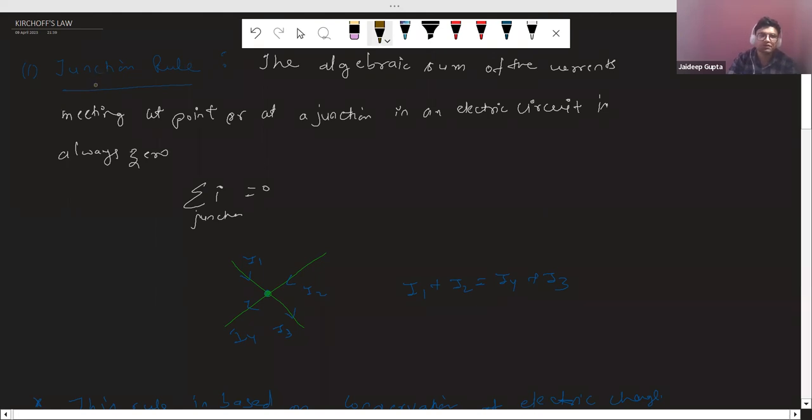There are two rules. First is junction law. It states that the sum of the current meeting at a point at a junction in an electric circuit is always zero. That is summation I equals to zero. Let it be this case. This is a junction. Total incoming current equals total outgoing current. So the total current meeting at the junction is I1 plus I2 must be equal to I4 plus I3. This means the algebraic sum of the current meeting at the junction is zero.